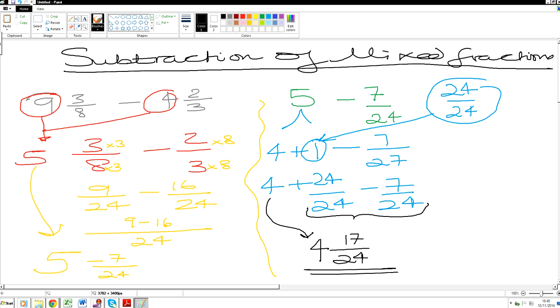So what did we do then? We converted the 5: we took 1 out from the 5 and converted it into 24ths. 4 plus 1, the 1 gets replaced with that.